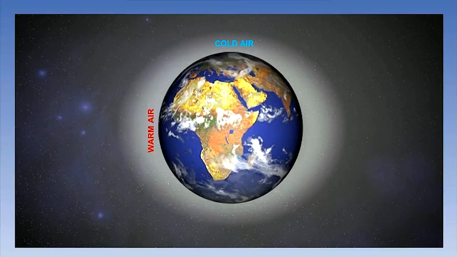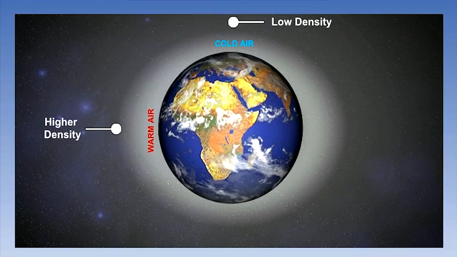Looking at just the surface conditions, we can compare the poles to the equator. From the diagram, we can see that at the poles, the temperature is generally colder, and the pressure generally higher than at the equator. The combined effect is that at the surface, the density at the poles is greater than at the equator.